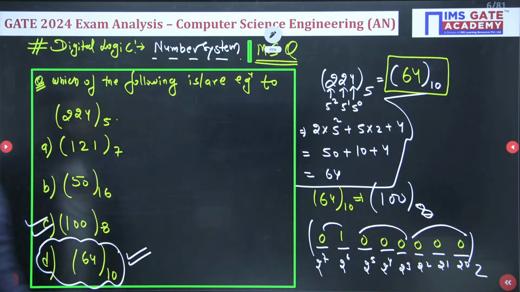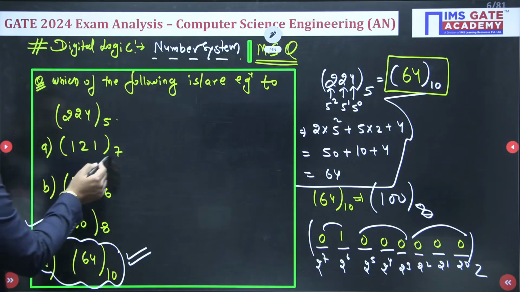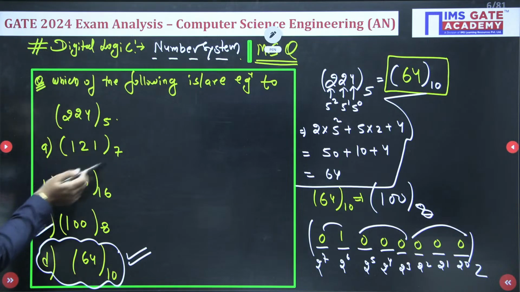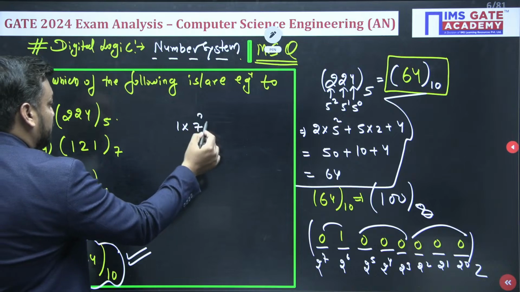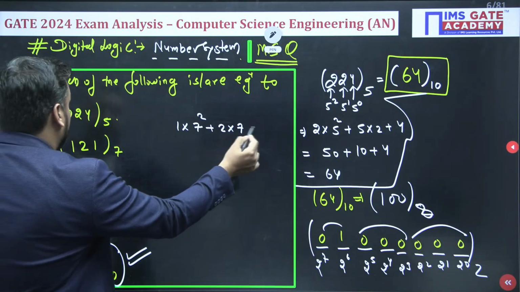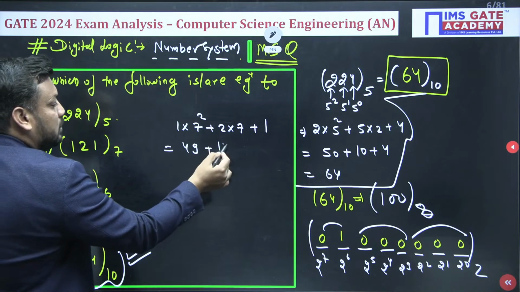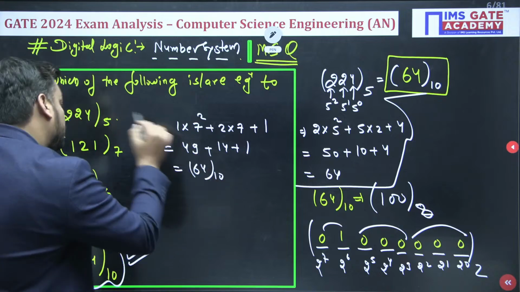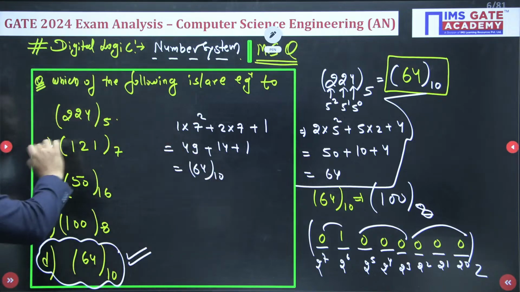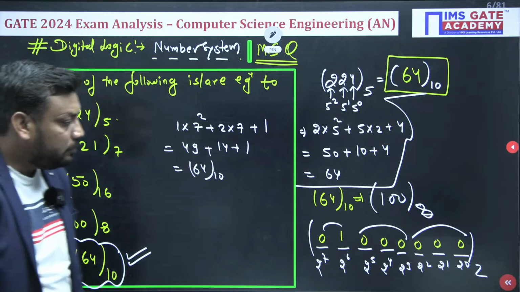So that is why option C is correct. And if you want to check option A, you can also check 7 to the power 1, 7 to the power 2, 7 to the power 3. If you multiply like this, you will get 1 into 7 square plus 2 into 7 plus 1. And 7 whole square is 49, plus 7 twos are 14, plus 1. So of course it will be 64 in base 10. So this is also a correct answer. That is why for this, options A, C, D are definitely correct.